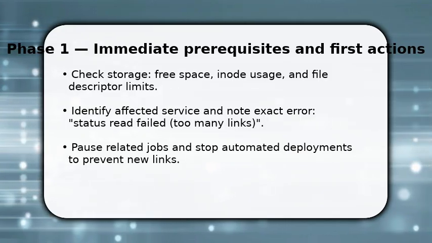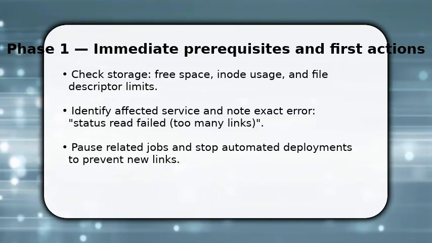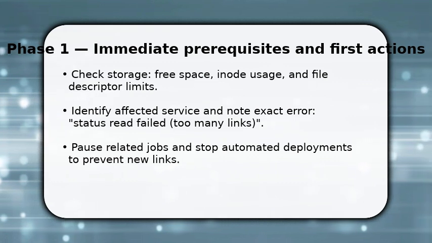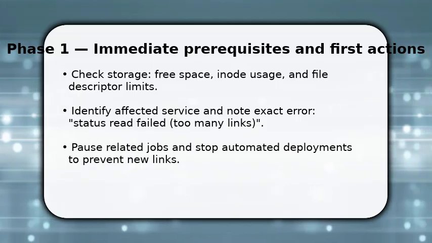Make sure automated deployments are halted to avoid new hard or symbolic links. You keep the system stable while preparing to repair link tables and inode usage. This prevents further degradation before core fixes.